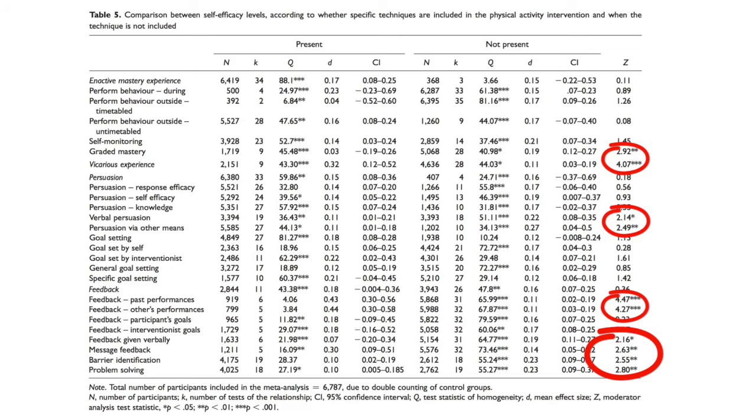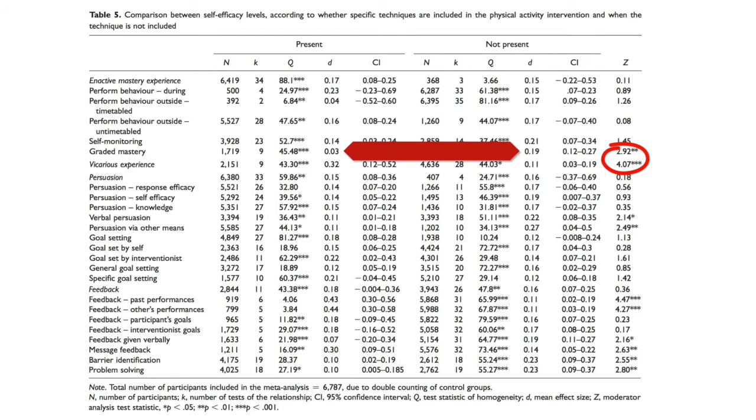Now, just because it's statistically significant doesn't mean that it's better to include it. To do that, we have to have a look at whether the effect size is bigger when it's present or when it's absent. Let's start with the first significant finding, which is graded mastery. If you have a look at the effect sizes here, when graded mastery is present, the effect size is only 0.03, meaning that including graded mastery means the whole intervention doesn't have a very big influence on the person's self-efficacy.